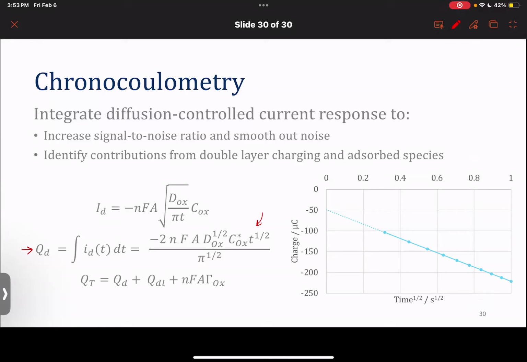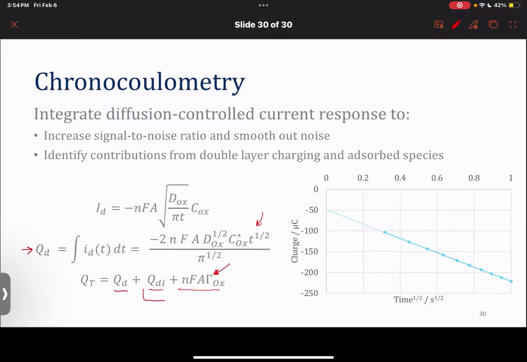Double layer charging, as we've discussed in previous videos, applies on very short timescales. And if I have species adsorbed on my electrode, they're going to react immediately when I change that potential. So you're going to end up with a total charge that consists of my diffusion limited charge, my double layer charge, and then the charge from reducing my adsorbed species. This is my concentration on the surface, or my surface excess, of my oxidized species.